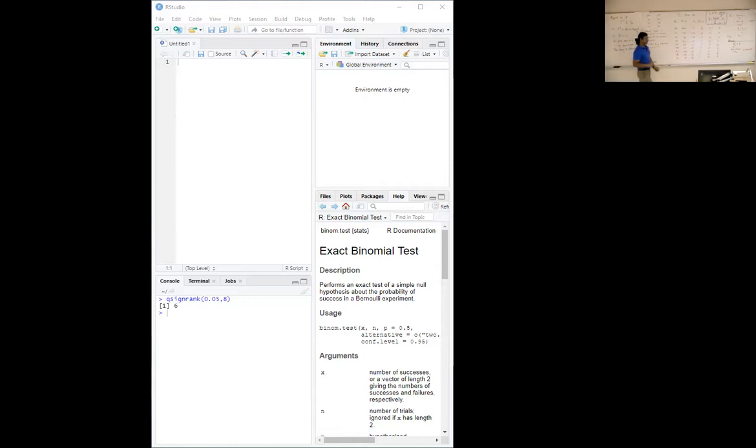The other way to do this is to determine the p-value. What is the p-value for a left-tailed test? It is the area below the test statistic. We have the test statistic.